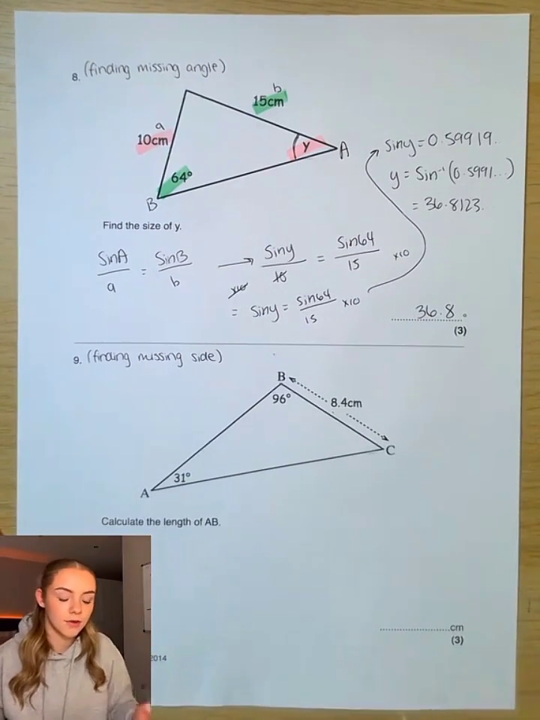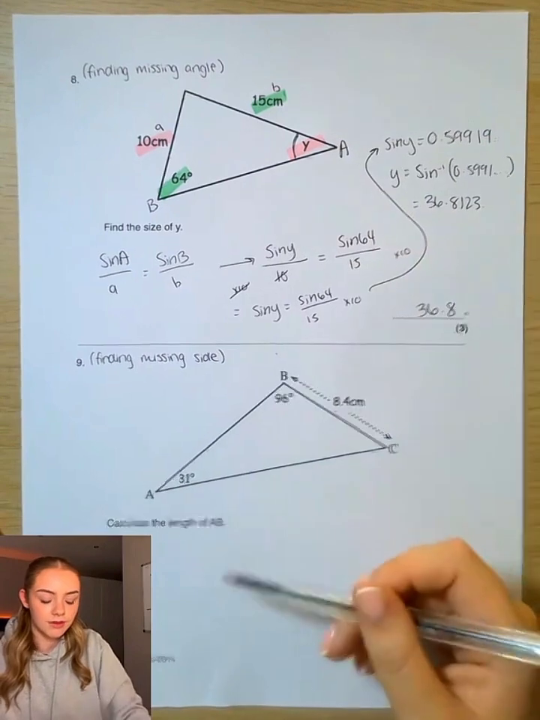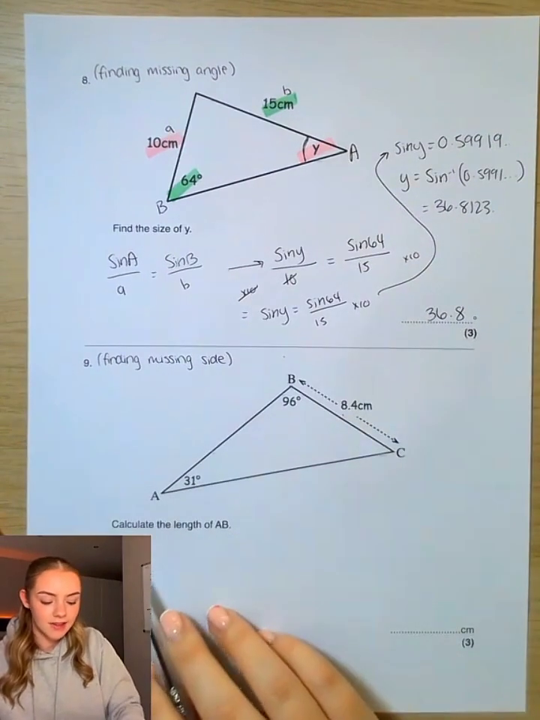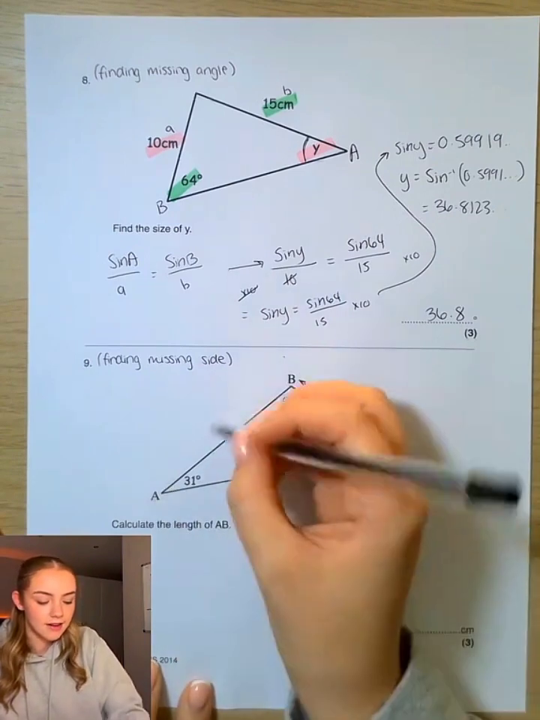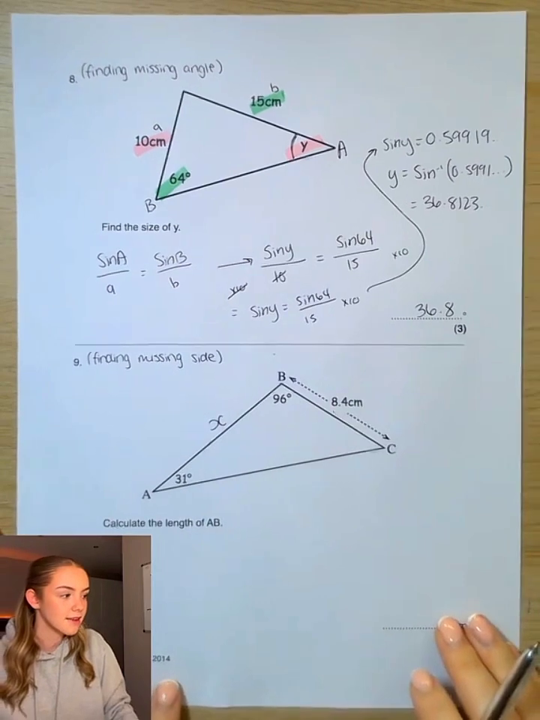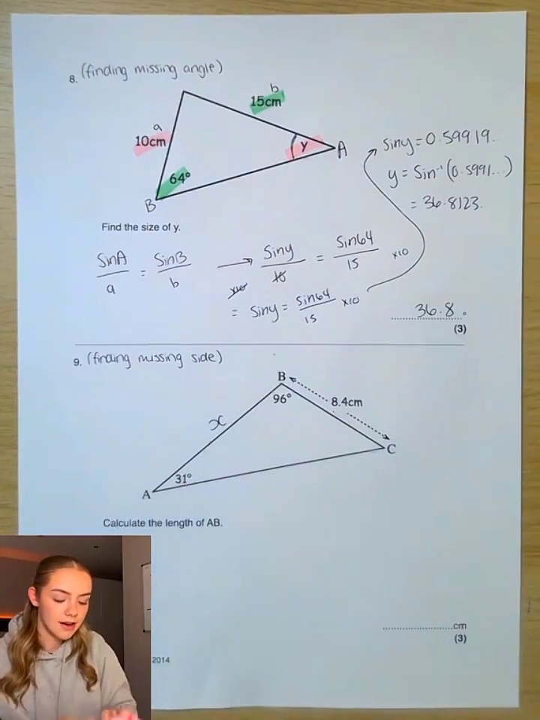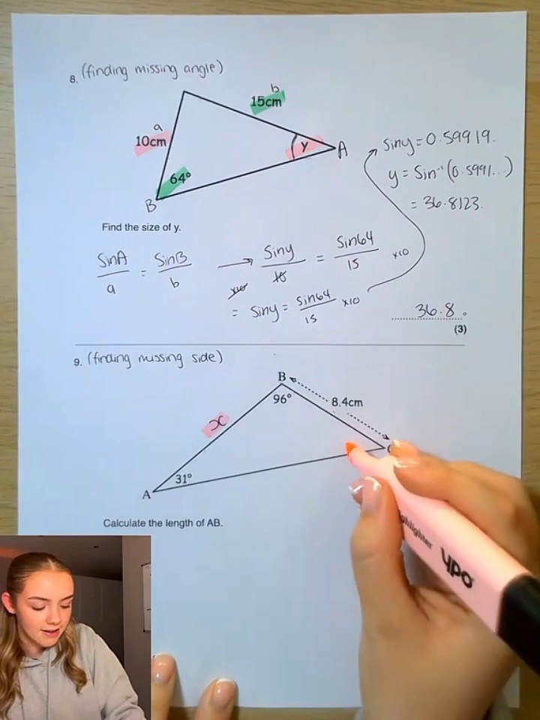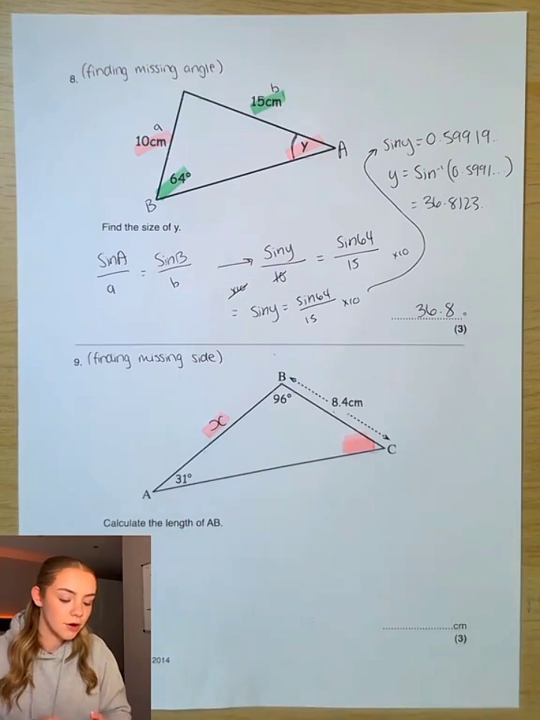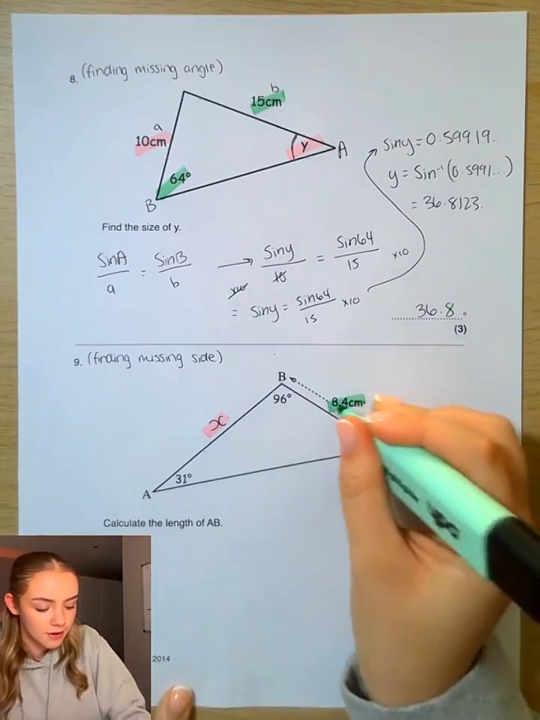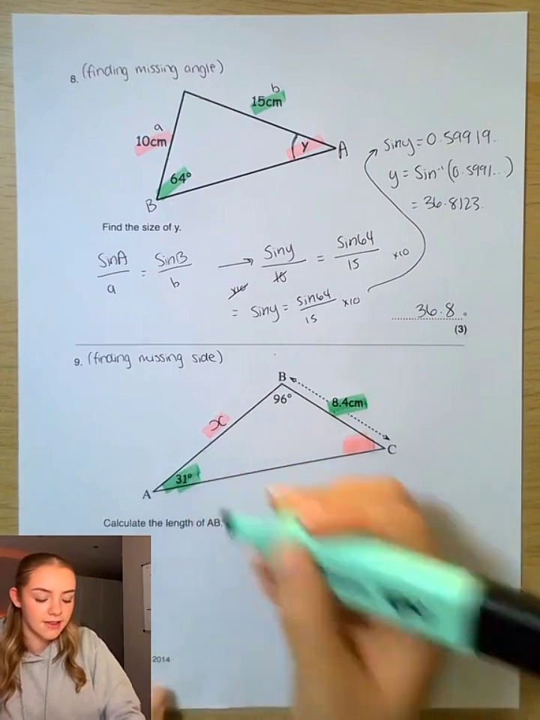Now for the second one, instead of finding an angle, we want to find a length, so a side. So we want to calculate the length of AB, which is this side here. So we'll label that as X. Now using the sine rule again, if we look at side X here, this angle here will be opposite side X, and we also have another pair of opposites because we have this side and we have this angle.